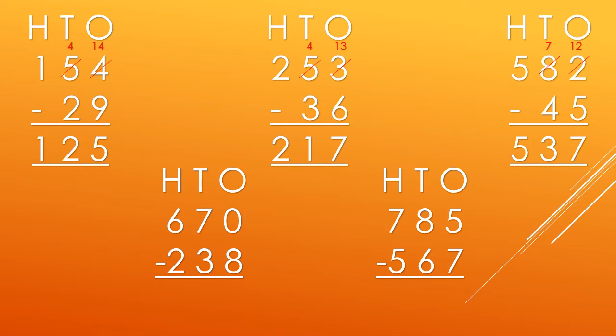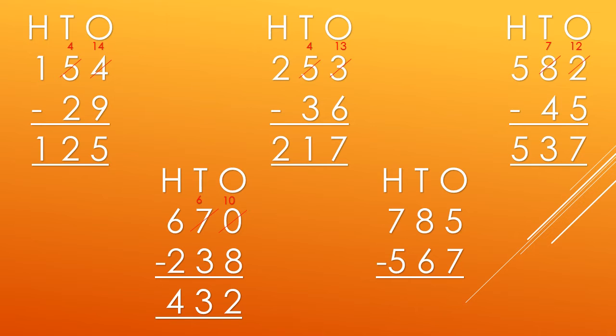Next example is 670 minus 238. Here again children, we cannot subtract 8 from 0, so we will borrow from 7. 7 becomes 6 and 0 becomes 10. Now 10 minus 8 equals 2, 6 minus 3 equals 3 and 6 minus 2 equals 4. So 670 minus 238 equals 432.